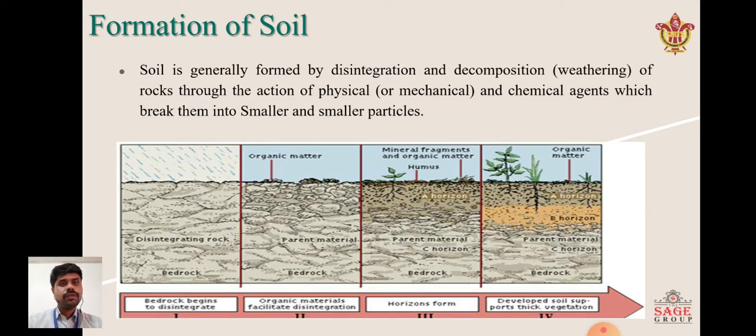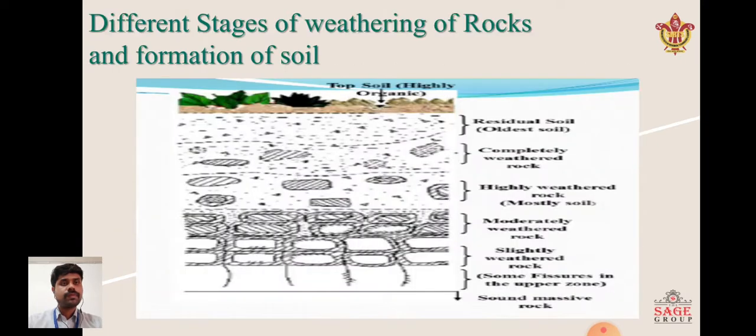So here in the figure you can see the rock which is disintegrated in the first picture now get into smaller parts in the second picture, and then in the third picture it gets transferred to the top layer, and in the fourth picture it becomes soil. So these are the different stages of weathering of rocks and formation of soil.